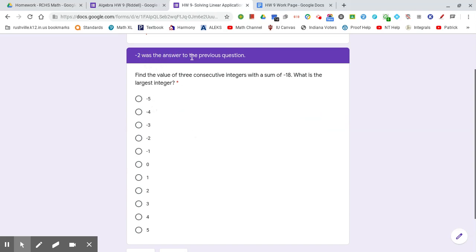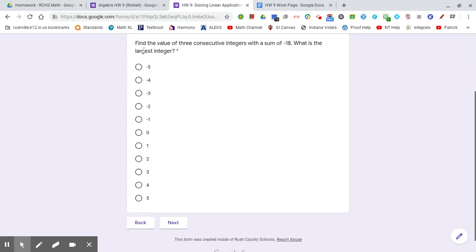So it says -2 was the answer to the previous question. We haven't done any previous questions yet, so you can ignore that. And here it says find the value of 3 consecutive integers with a sum of -18. What is the largest integer?